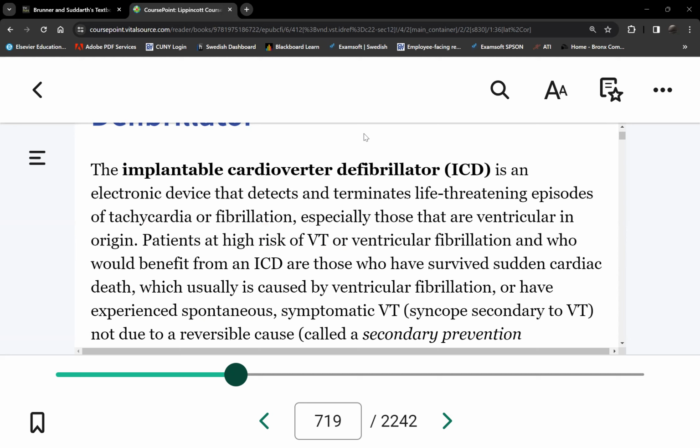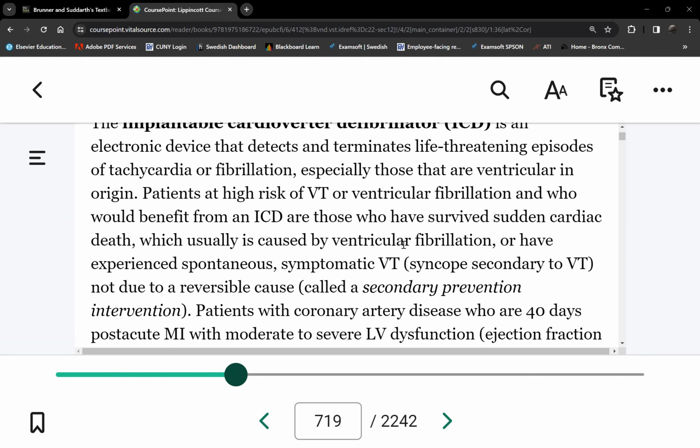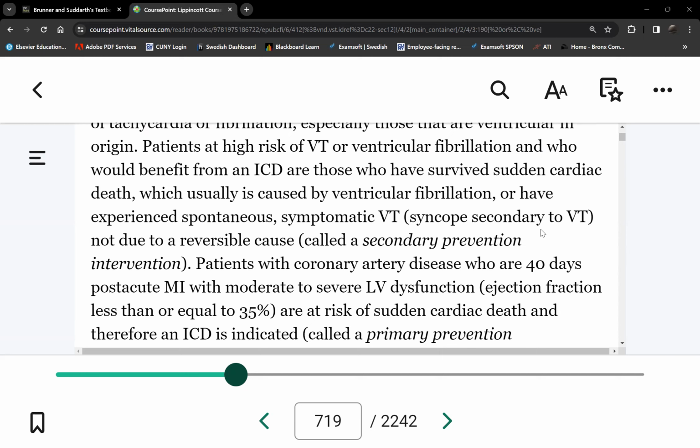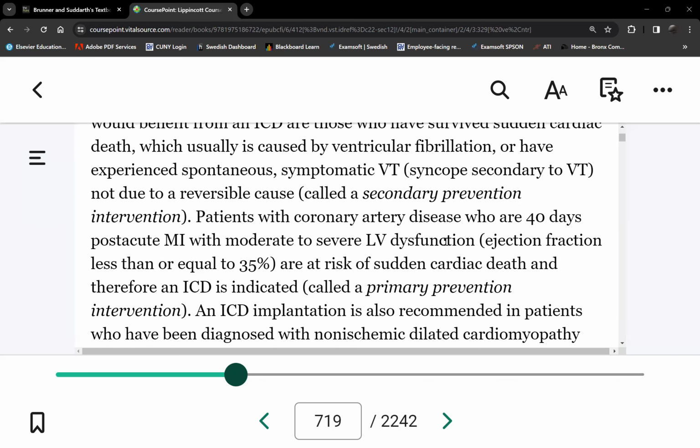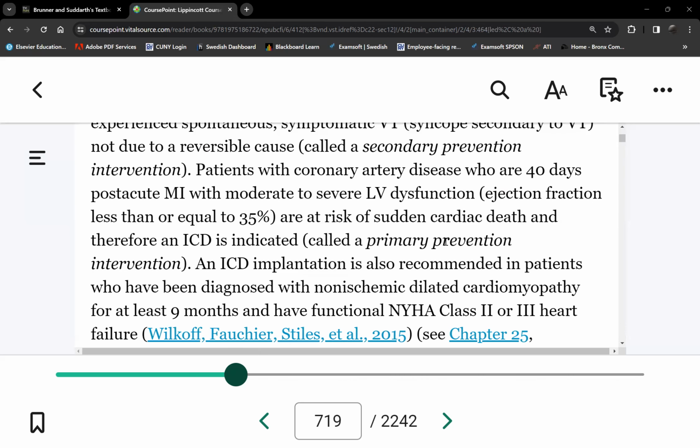Okay, so this will detect and treat VTAC and VFib. Okay. Syncope. Very good.